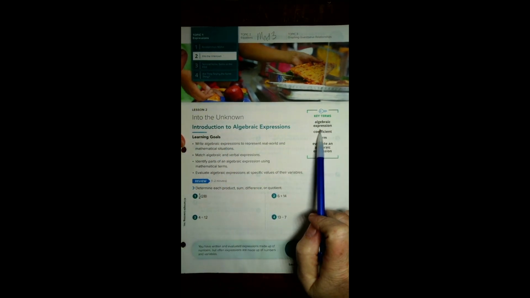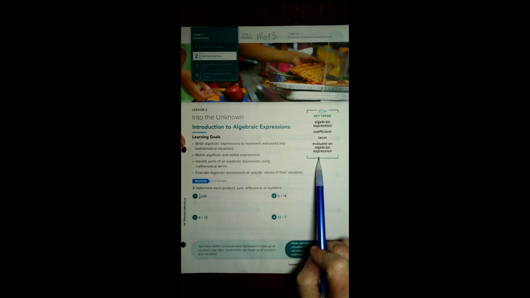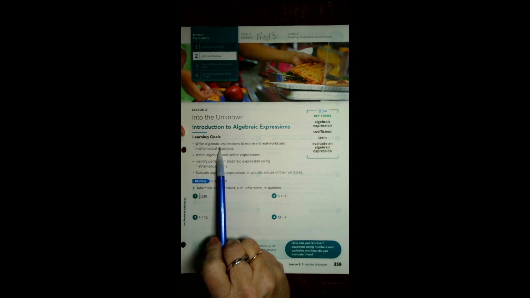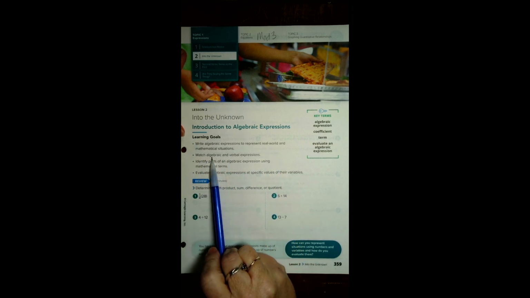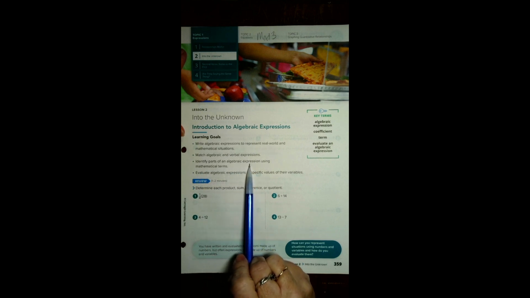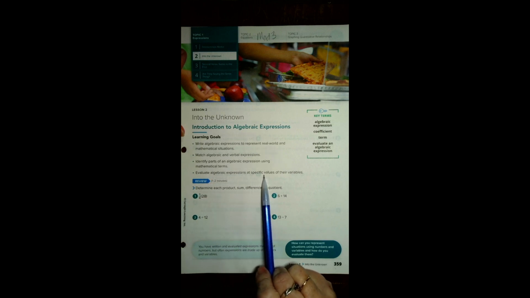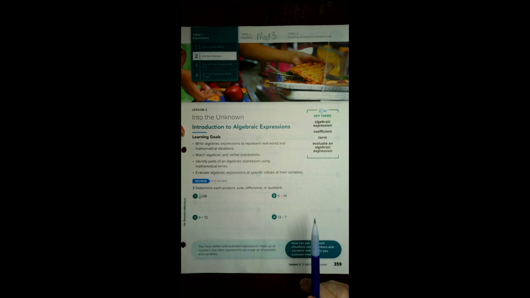Our key terms: algebraic expression, coefficient, term, evaluate an algebraic expression. Our learning goals: write algebraic expressions to represent real-world and mathematical situations. Match algebraic and verbal expressions. Identify parts of an algebraic expression using mathematical terms, and evaluate algebraic expressions at specific values of their variables.